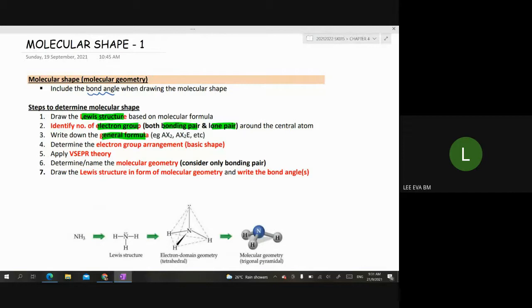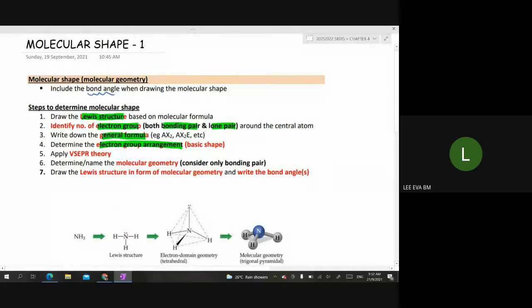Okay. Step yang keempat. Okay, determine the electron group arrangement, which is also your basic shape. Out of that 5, which one is it? Linear, trigonal planar, tetrahedral, trigonal bipyramidal, or octahedral? Trigonal planar. Tak kisah, dekat sini cuma satu outline. So kita kena tentukan basic shape dia lah apa. So that is step number 4.